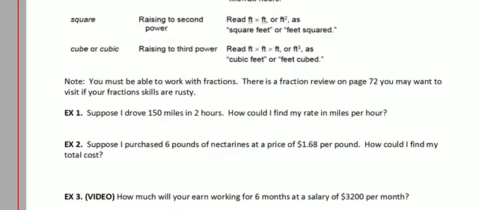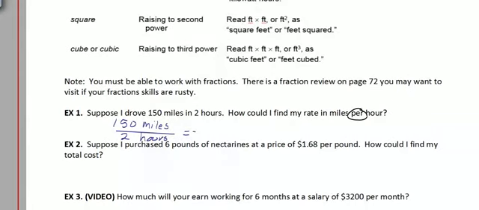So let's take a look at example 1. So the situation is, suppose I drove 150 miles in 2 hours. What I would like to do is find my rate in miles per hour. And so that per indicates, as we mentioned earlier, there's a division. So if I do a division here of miles, which is 150, divided by, in this case, 2 hours, then I would come up with a unit in miles per hour.